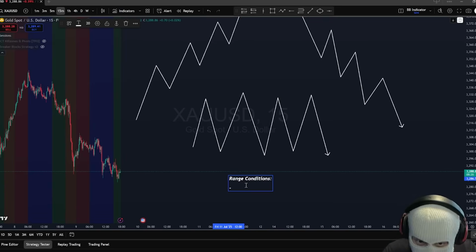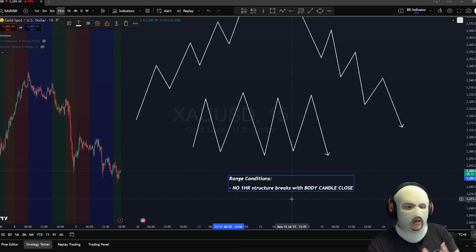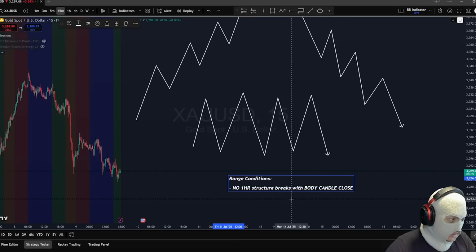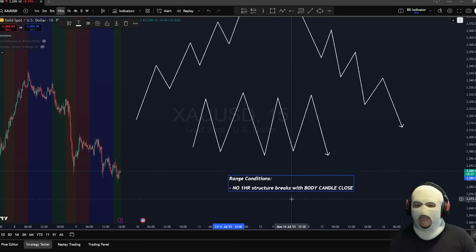Okay, so I'm going to write this down here. No 1 hour structure breaks with body candle close. This is your first condition. Alright, so if you hop onto the Asian session, you see the 1 hour time frame not breaking up, not breaking down. Then you know, okay, volume is a bit lower, we are in a range.